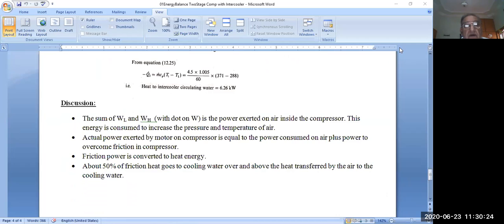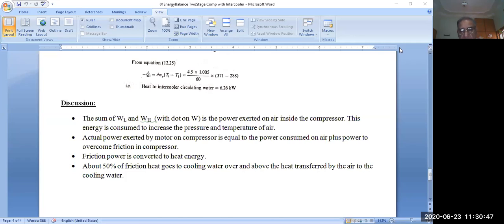The sum of WL dot and WH dot. इस यहाँ डॉट मैंने नहीं लिखा है बिकॉज उसको लगाना है वर्ड में जरा मुश्किल है, तो with W dot and W बracket में लिख दिया. So the sum of WL dot and WH dot, that is work power in low pressure stage and high pressure stage, is the power extracted on air inside the compressor.